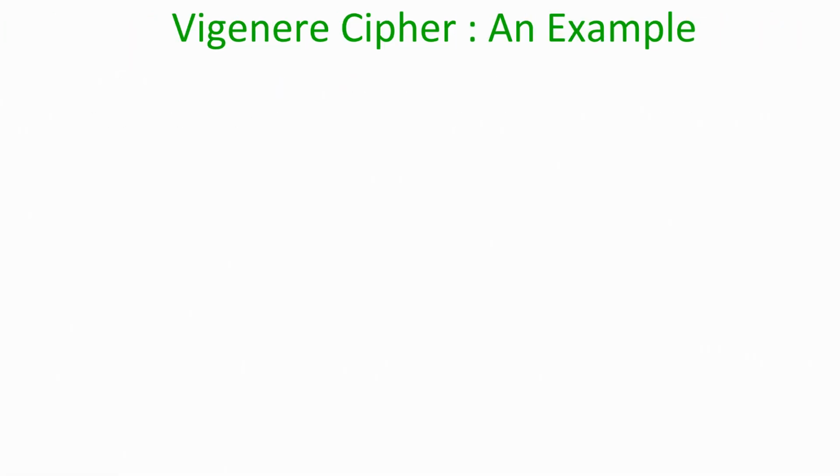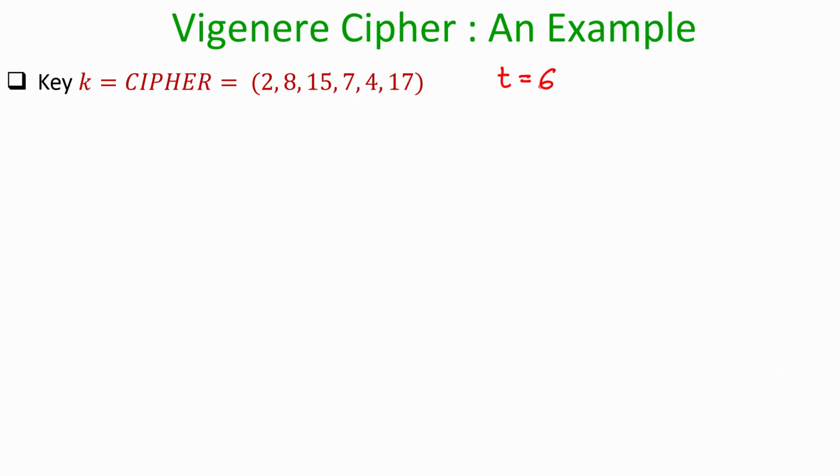So, let me demonstrate what exactly I am trying to say. Imagine that the value of t is 6 here, and a key which is randomly generated by the key generation algorithm, suppose it is the word cipher, namely we map C to 2, I to 8 and so on. That means this is the random key generated by the key generation algorithm, and it is known both to the sender as well as to the receiver, right.